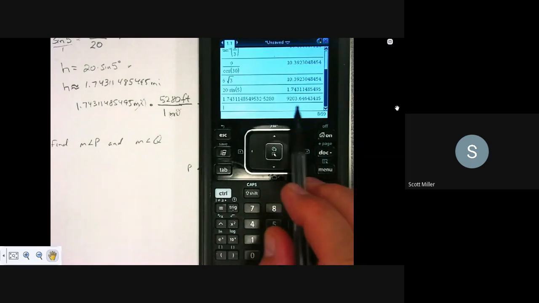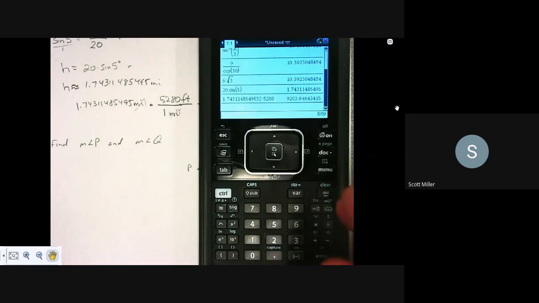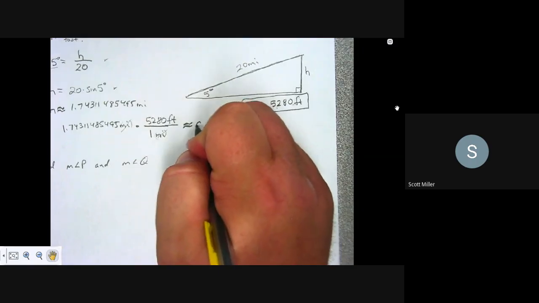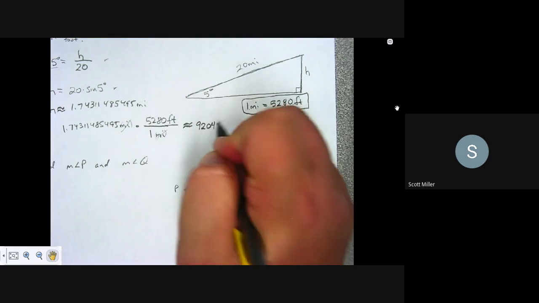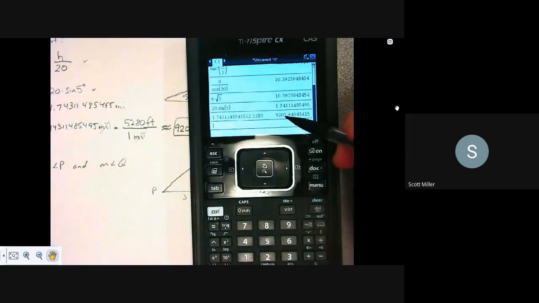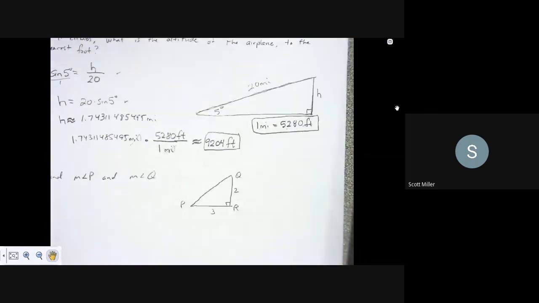Then I get this number, and this is the number you're going to round off to the nearest foot, which means this answer is going to be approximately 9,204 feet to the nearest foot. Because it was 9,203.6, so it rounds up to 4. So that would be the answer to this problem.